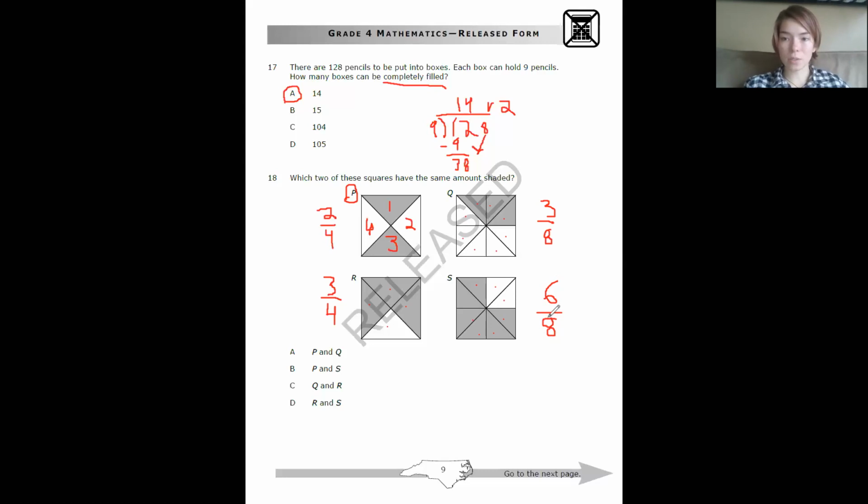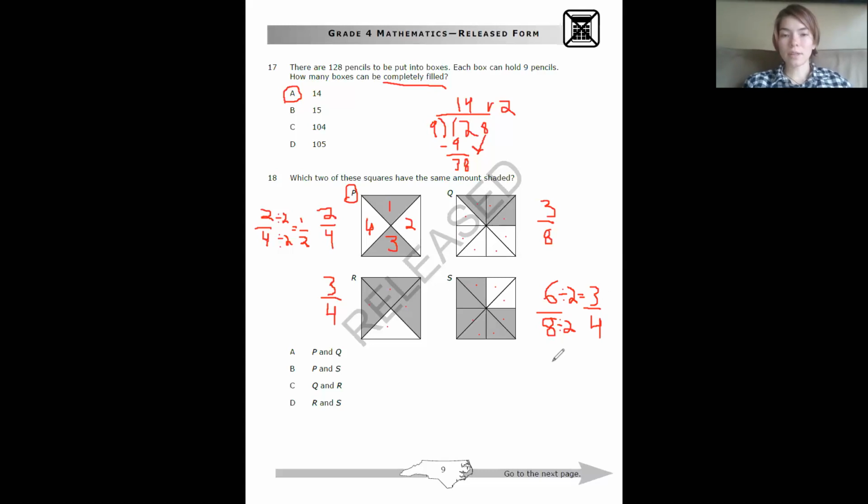Now to figure out which of these fractions are equal, we're going to want to simplify all of the fractions as much as we can. If we simplify 2/4, we know that 2 goes into 4 2 times, so we're going to divide the top and the bottom both by 2, and we'll get 1/2. For 3/8, we can't simplify that at all. There's nothing that goes into both 3 and 8. There's again nothing that goes into both 3 and 4, so we can't simplify R. 6 and 8, both 6 and 8 are divisible by 2. So we're going to divide both the top and the bottom by 2. 6 divided by 2 is 3. 8 divided by 2 is 4. So this fraction is equal to 3/4.